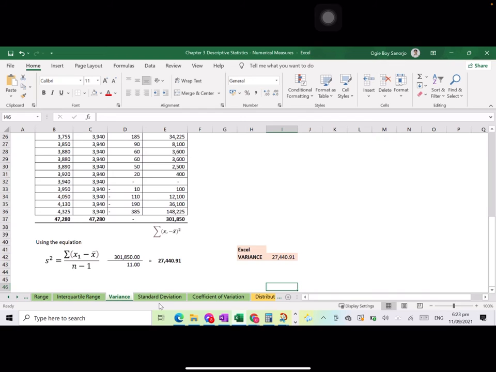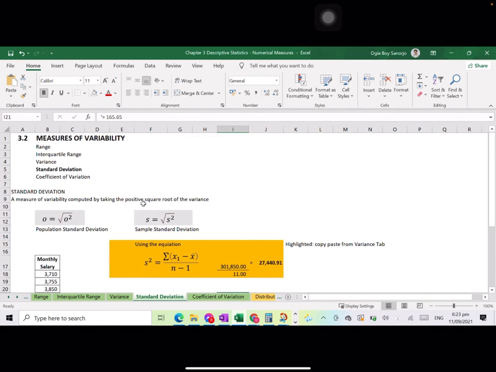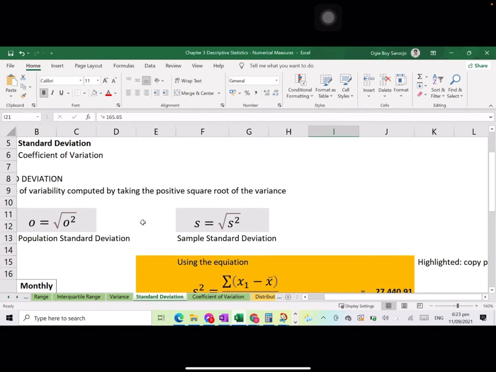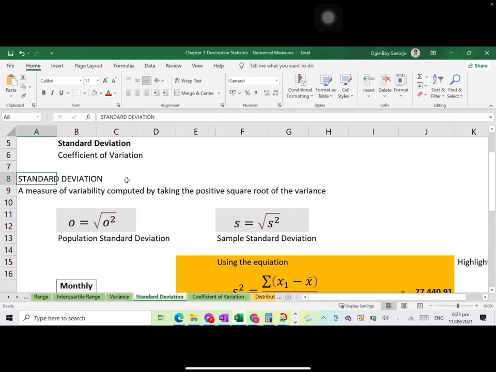Kung nadadalian kayo sa variance, mas madali yung standard deviation once na meron ka ng variance, no? But before we proceed on how to get the standard deviation, we must first define it, no? A measure of variability computed by taking the positive square root of the variance. So, medyo interconnected yung variance and standard deviation, wherein we only need to get the square root of the variance. Then of course, after performing that operation, the answer is already the standard deviation.